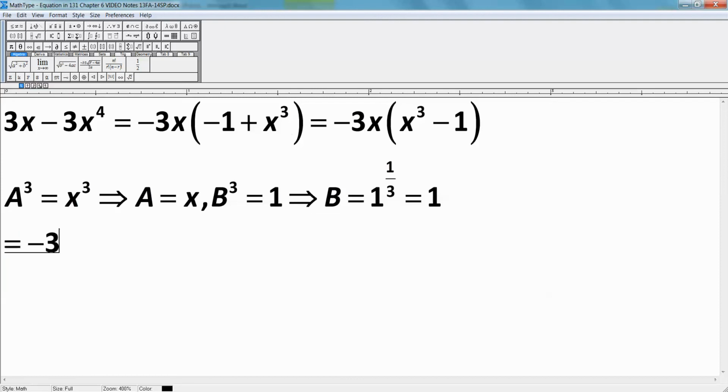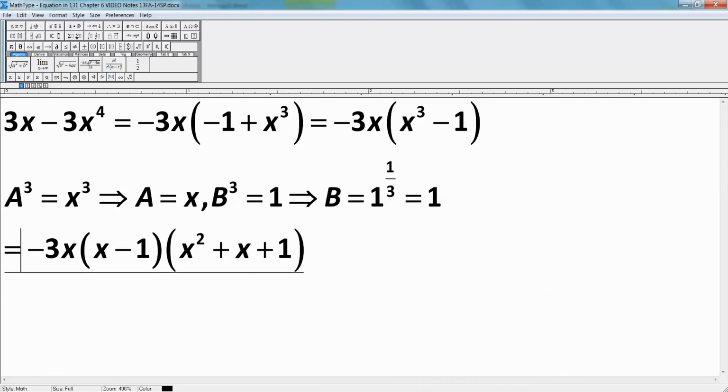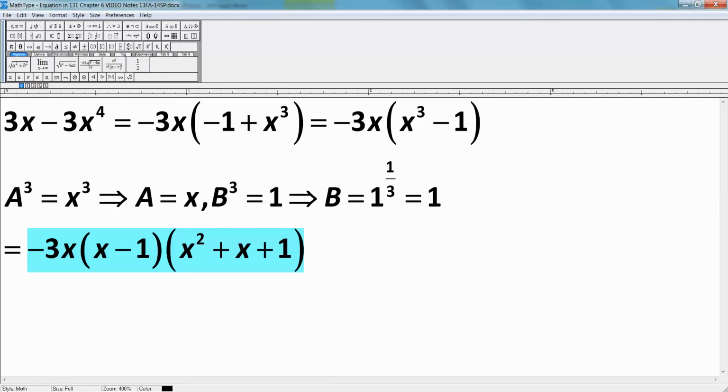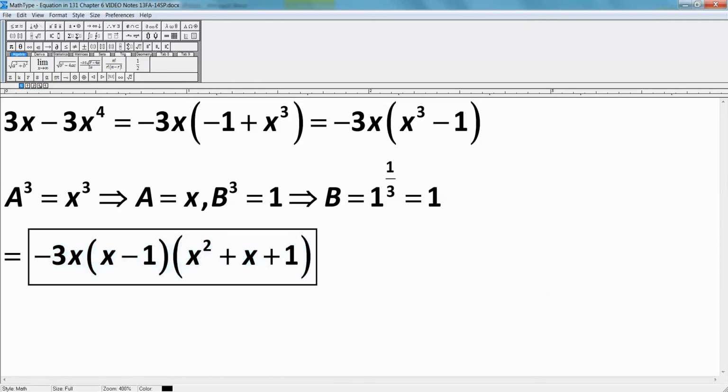So you can write negative 3x. The formula says you go a minus b, so that's x minus 1. Then a squared, that's x squared, plus ab, so that's plus 1x, so that's x, plus 1. And you're done. And I'm just doing that formula from memory, but you don't have to memorize that formula. You just have to be able to use it.